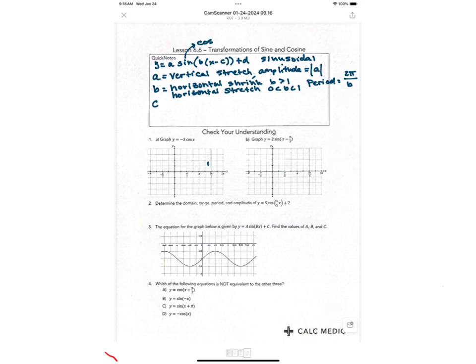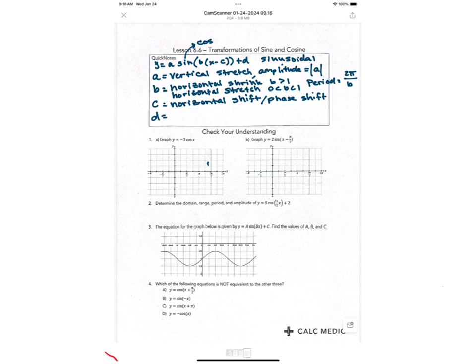Next, C. What is C responsible for? Shift. Horizontal shift. Good. Horizontal shift. It's like a phase shift. Left, right. Left, right. And you just keep in mind that insiders lie. This is located in the parentheses with the x value. So insiders lie. So if it's x minus c, it's going to go to the right. If it's x plus c, left. Okay. Which is kind of hard to see because these functions oscillate. So it's very difficult.